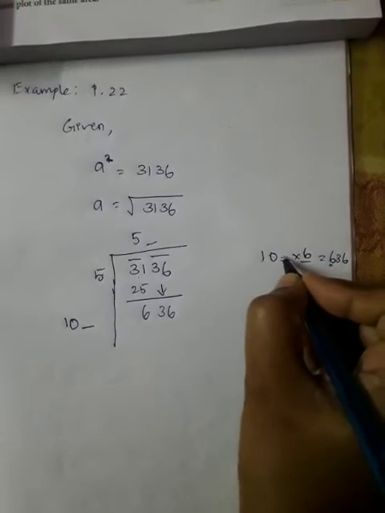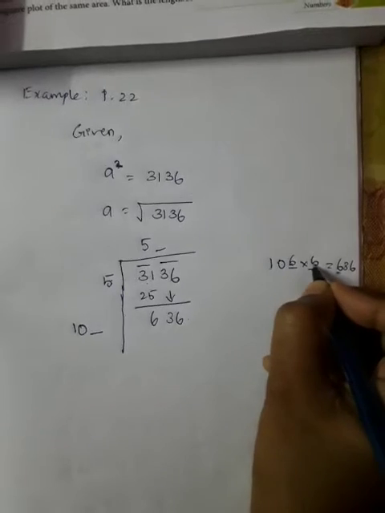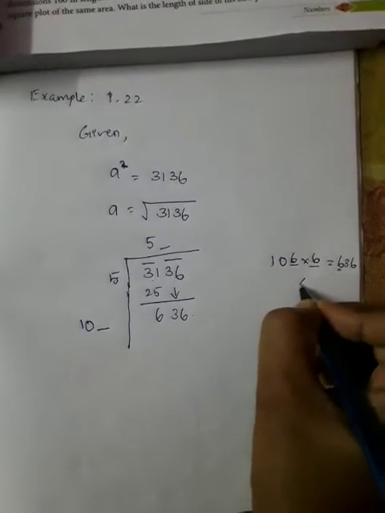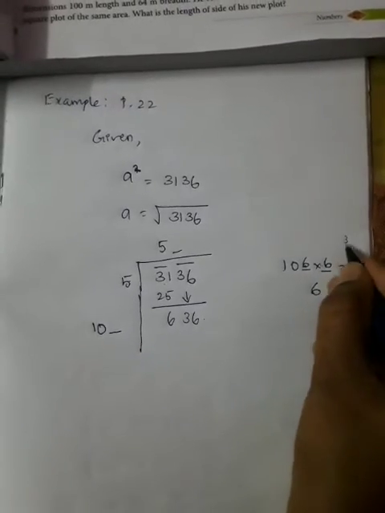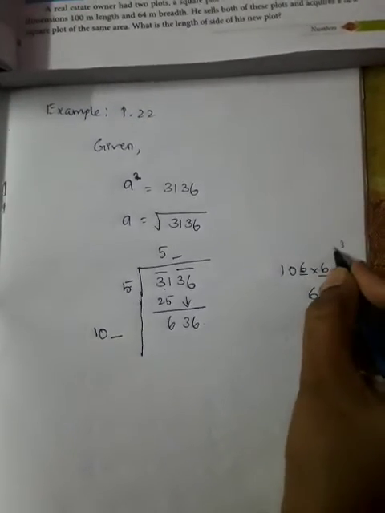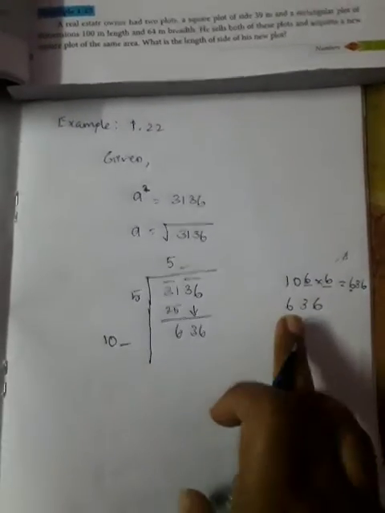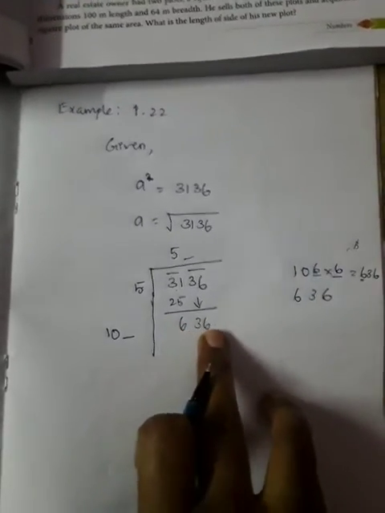If you are writing 6 here, here also you want to write 6. So 6 6s are 36. 6 in the answer, 3 in carrying. 6 zeros are 0, 0 plus 3 is equal to 3. 6 ones are 6. So we got the answer as 636.